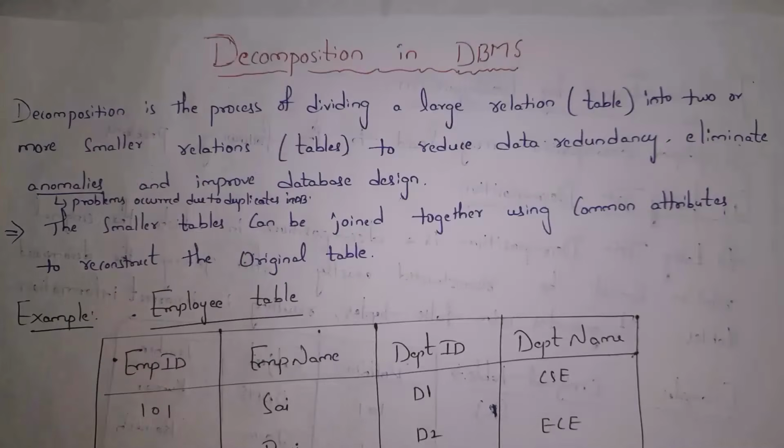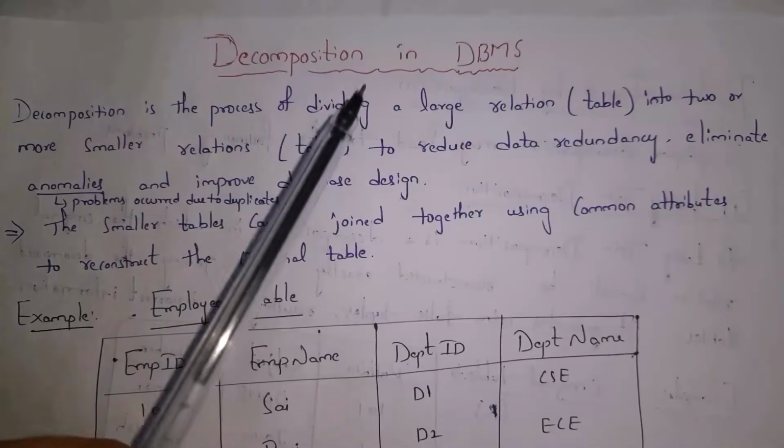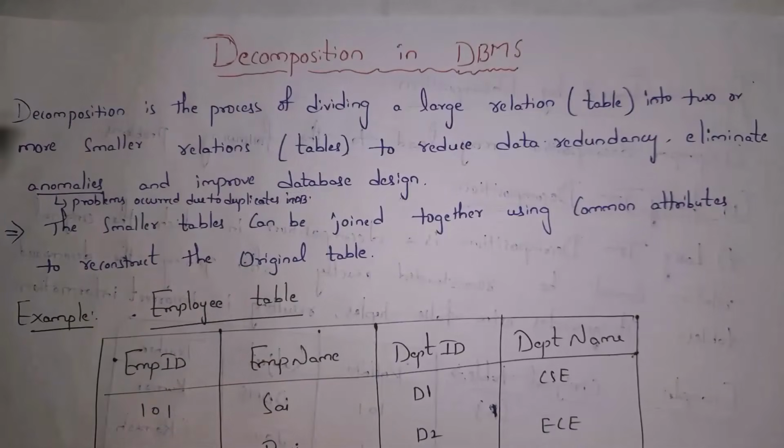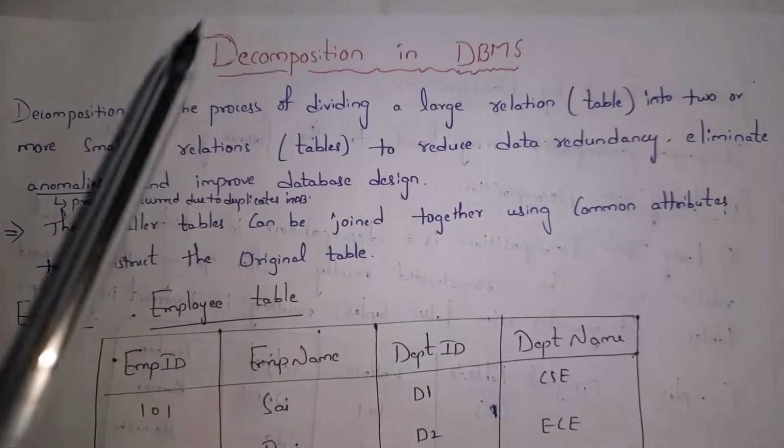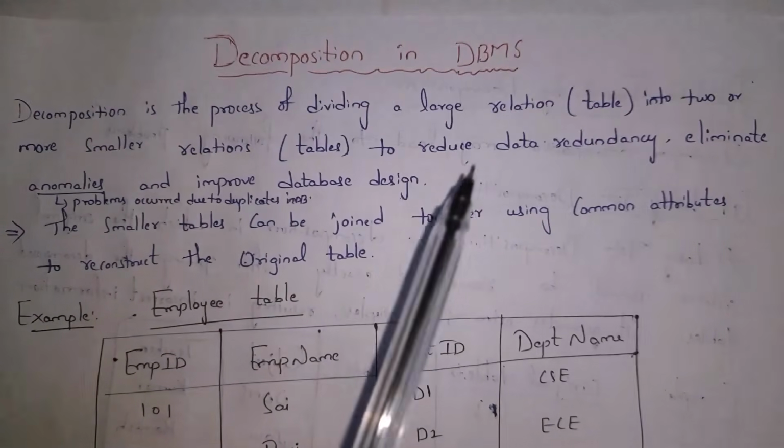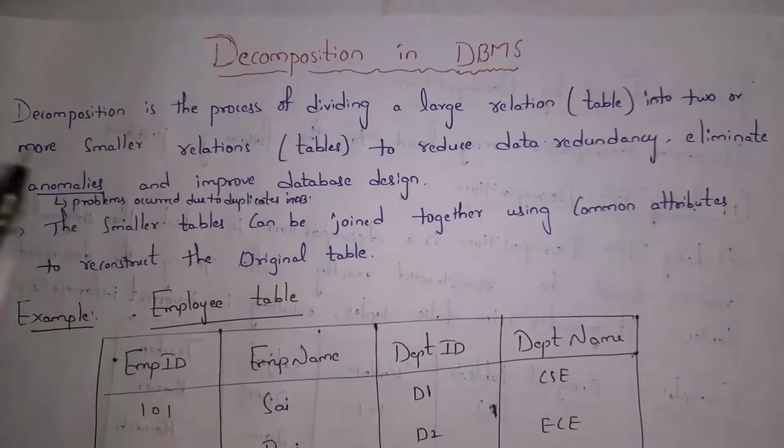Let's get started. Decomposition is the process of dividing a larger relation into two or more smaller relations. Yes, relation means table. In decomposition, we will divide larger table into smaller tables in order to reduce data redundancy, eliminate anomalies, and improve database design.